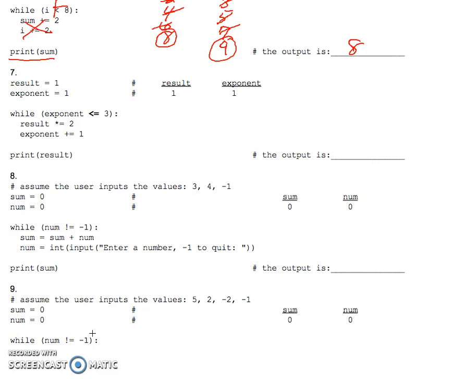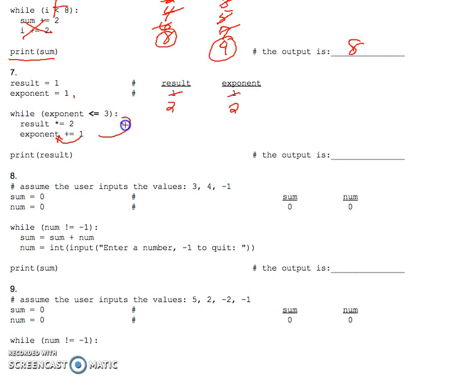Number 7, result is 1, exponent is 1. Okay, while exponent less than or equal to 3. Is that less than or equal to 3? Yes, it is. 1 is less than or equal to 3. Result star equals 2. That means take 2 and multiply it with result. 2 times 1 is 2. This plus equals means add 1 to exponent. Well, that means cross that out and make it a 2.